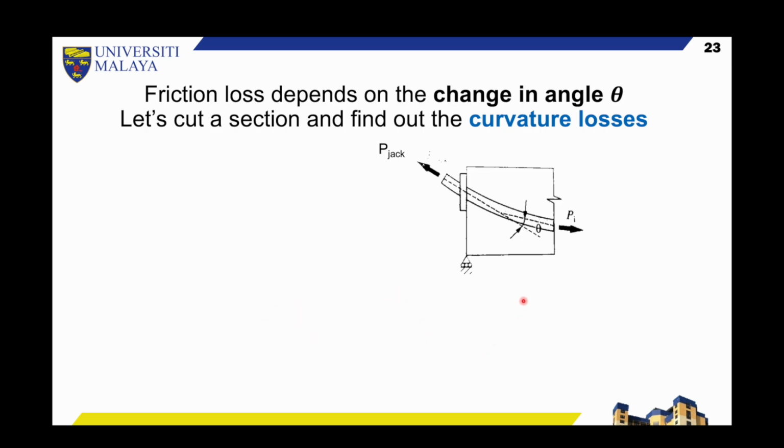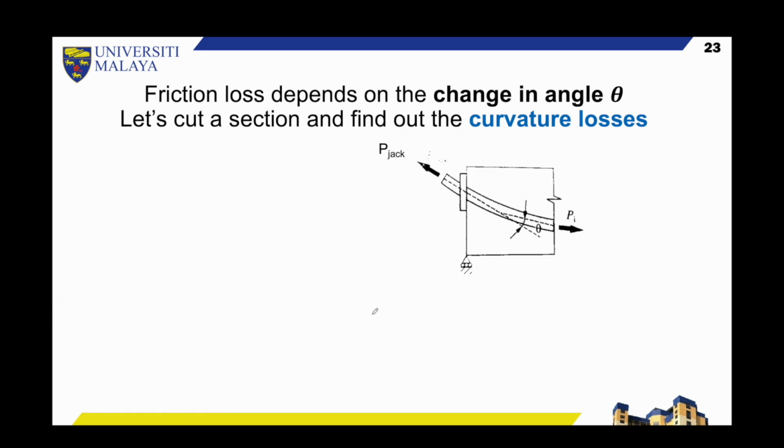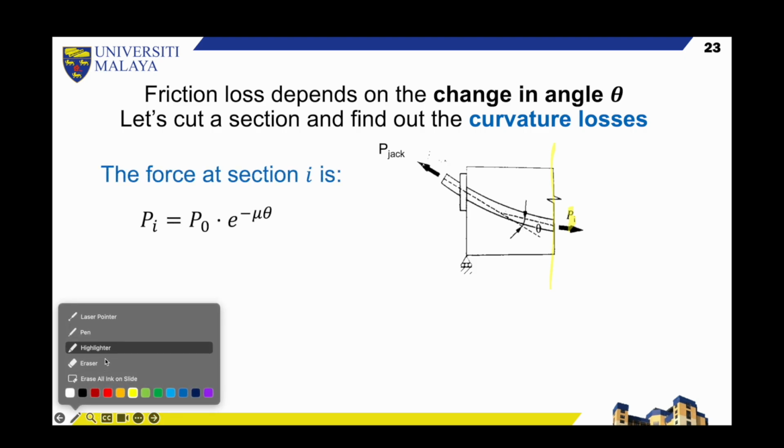So if you take the force at section i, which is where we cut here, that force P_i is equal to P naught multiplied by e raised to the power of minus mu naught.